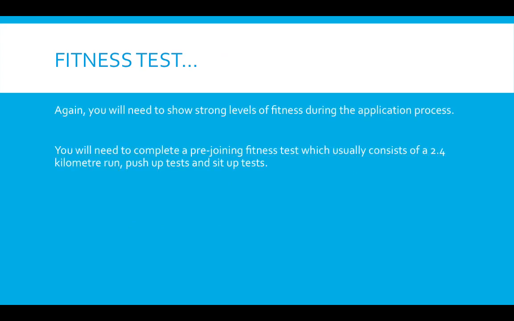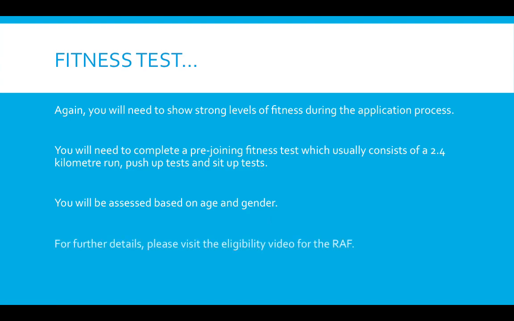So next we have the fitness test. Again, you will need to show strong levels of fitness during the application process. You'll need to complete a pre-joining fitness test, which usually consists of a 2.4 kilometre run, push-ups and sit-ups. You will be assessed based on age and gender, so just remember, you will need to score depending on how old you are and whether you're male or female, so they will be slightly different in terms of what they're expecting from you. For further details, again, please see my eligibility video for the RAF, and it will tell you everything you need to know regarding the fitness tests.